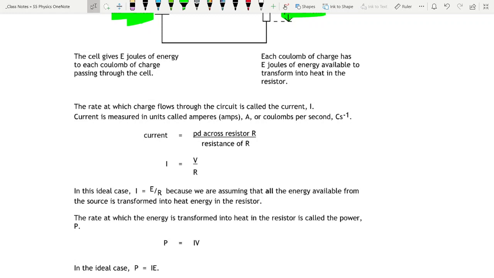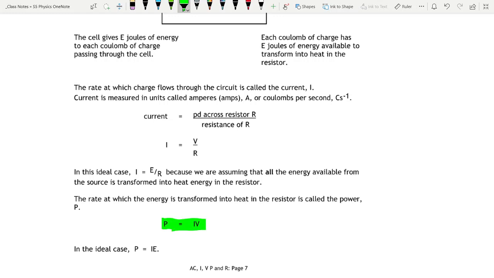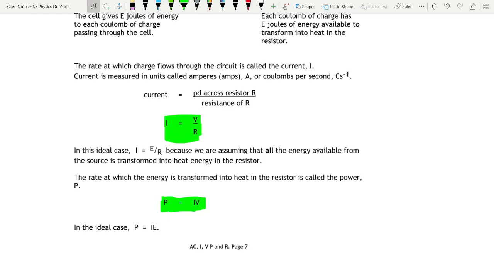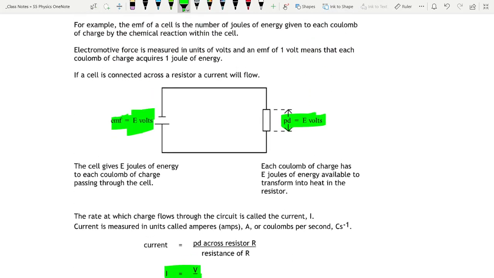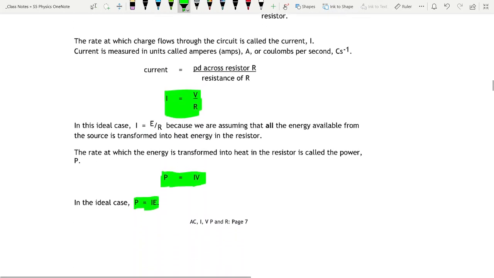The rate at which the energy is transformed into heat in the resistor is called power, and P equals IV. Power is current times voltage. So these equations you've already come across before. And in the ideal case, power is the current times the EMF, the voltage there, E.